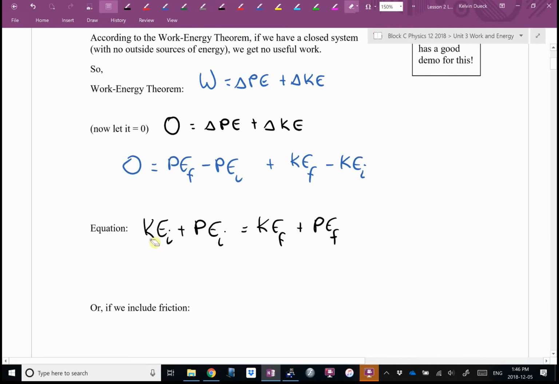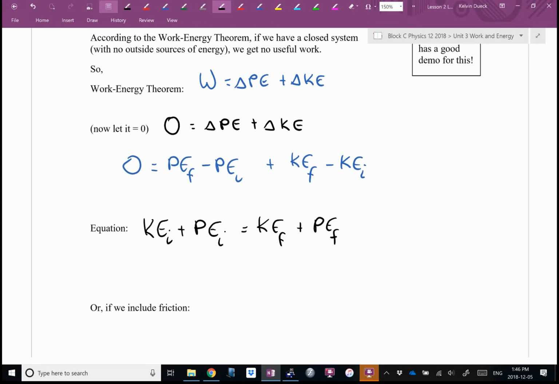Now, you might start out with 600 of kinetic and 400 of potential. If you have 300 of kinetic, you better have 700 of potential. Otherwise, there's an outside energy source either siphoning energy off or adding energy to the system. Otherwise, you're violating the law of conservation of energy.